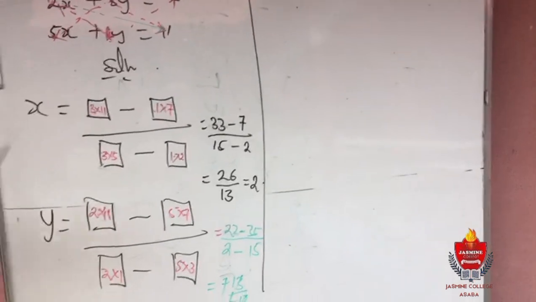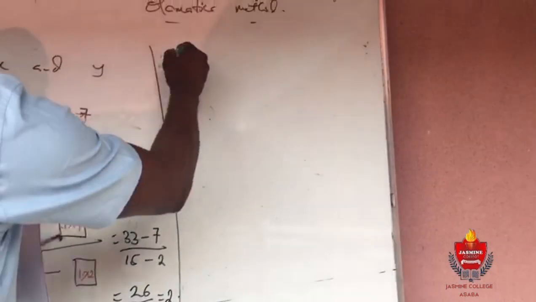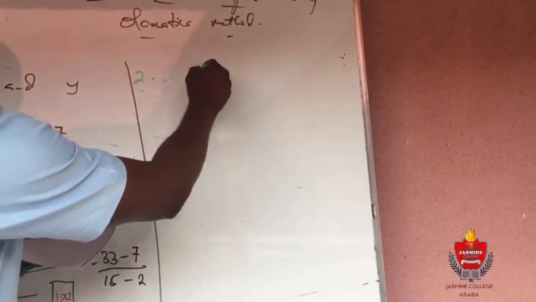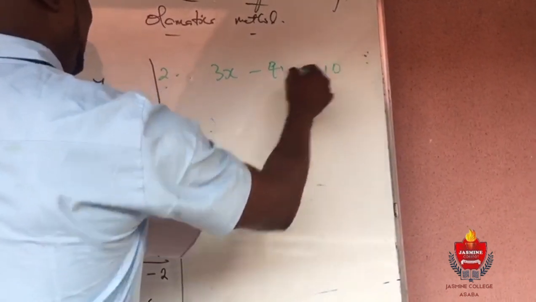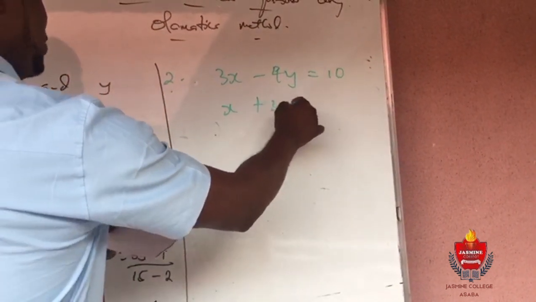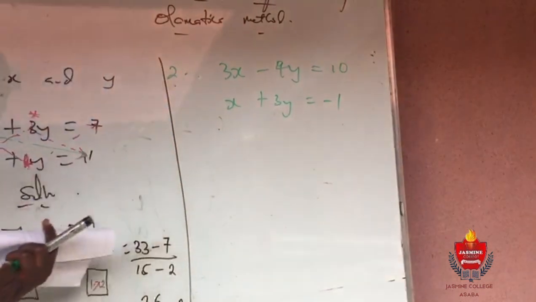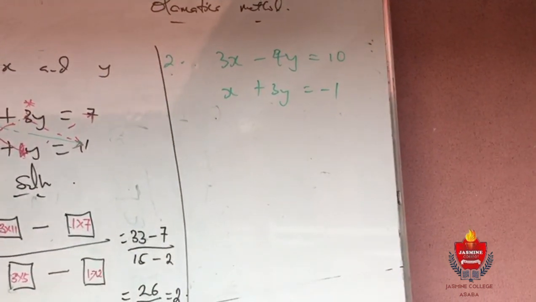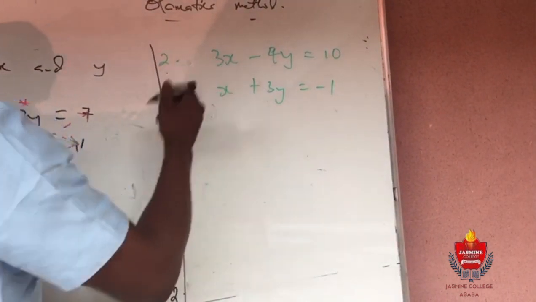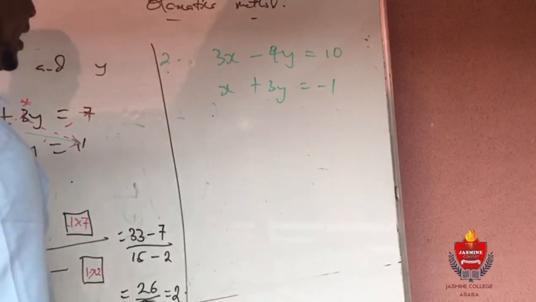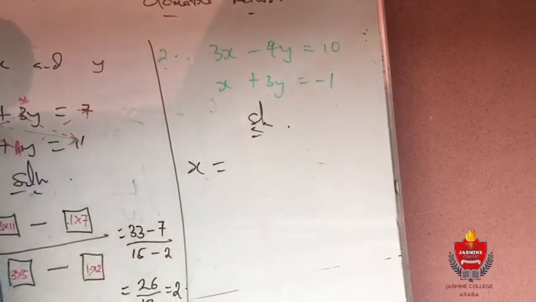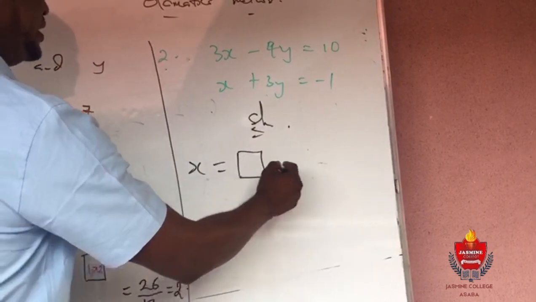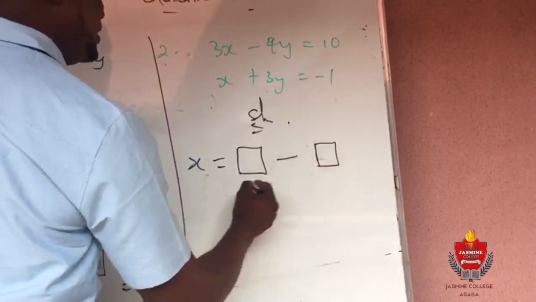So let's quickly take another scenario, which is number 2. It says, find x in 3x minus 4y equals 10, and we have x plus 3y rounding up to minus 1. Here's another situation, and the situation is asking us to find the values of x. Don't forget the procedures. Now you quickly start with your x, and then you generate your boxes in this fashion.